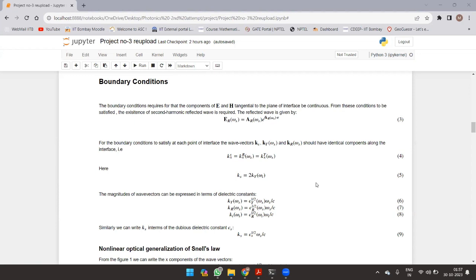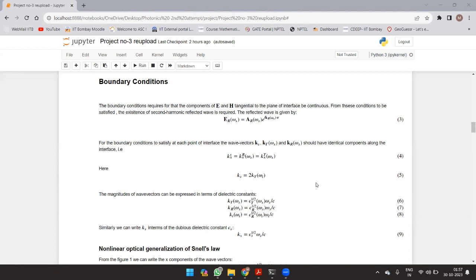That is the third equation. For the boundary condition that should be satisfied at each point on the interface, the wave vectors Ks, Kt at omega s and Kr at omega s should have identical components along the interface. The equation for that is ks in x equal to kr in x at omega s and kt in x at omega s, and that is the fourth equation.